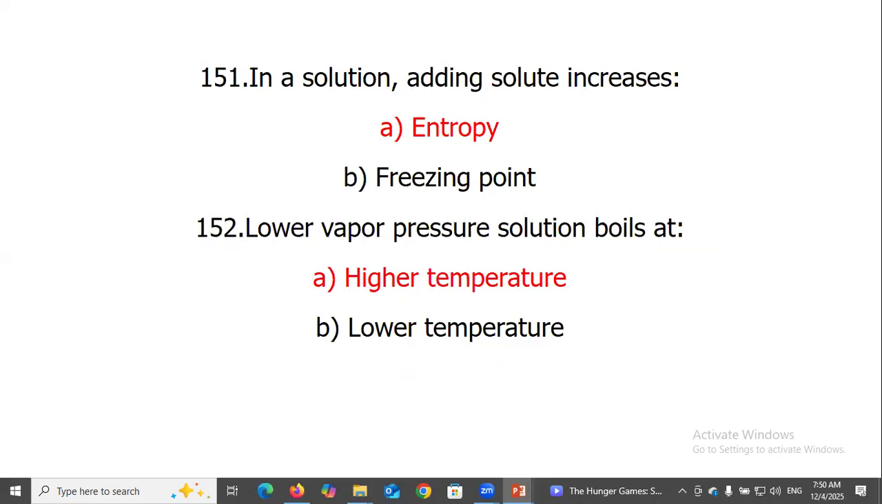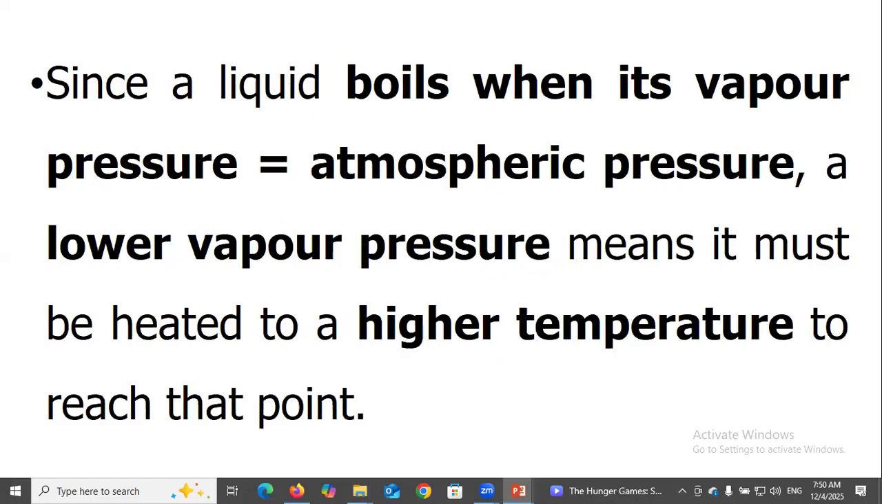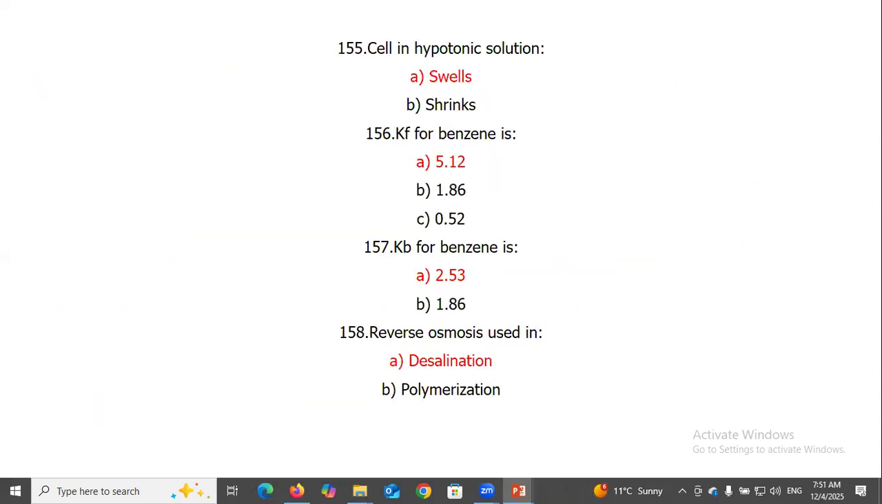A lower vapor pressure solution boils at a higher temperature. A solution with lower vapor pressure requires more heating for its vapor pressure to become equal to external atmospheric pressure. Since a liquid boils when its vapor pressure equals atmospheric pressure, a lower vapor pressure means it must be heated to a higher temperature to reach that point. A cell in hypotonic solution swells. Kf for benzene is 5.12, Kb for benzene is 2.53. Reverse osmosis is used in desalination.